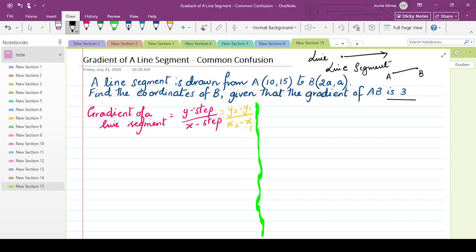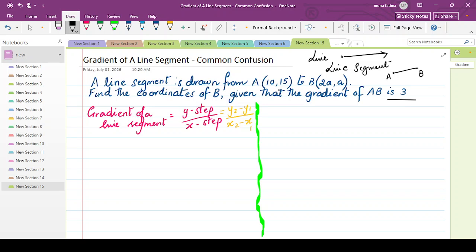The gradient of a line segment, we are aware of the formula. It is y2 minus y1 divided by x2 minus x1. But sometimes while students are doing this question, a confusion suddenly comes up. Which point are we supposed to take first, A or B? Is y2 B or is y2 A?